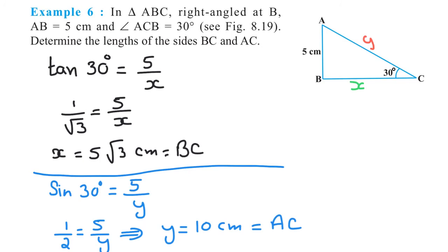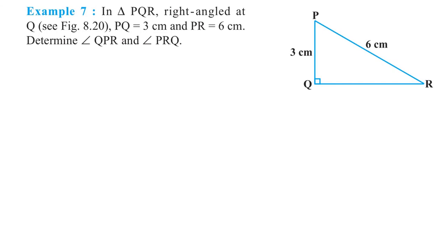Let us work out on some more problems. Let's try this. In the triangle PQR, right angled at Q, PQ is 3 centimeters, PR is 6 centimeters. Determine angle QPR and angle PRQ. So let us look at angle R from here. Let's consider angle R. From angle R, which is the opposite side? 3 centimeters. Which is the hypotenuse? 6 centimeters. So we know opposite, we know the hypotenuse.